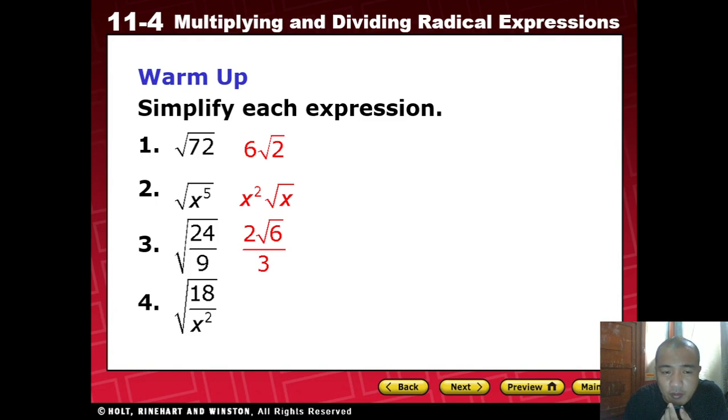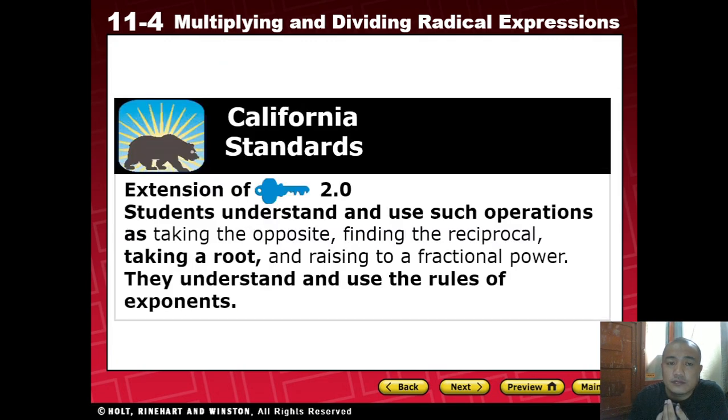Also, in number 4, the denominator x squared can be simplified as x, because the square root of x squared is x. And let us factor square root of 18, the numerator, that's 9 times 2. So 3 square root of 2 over x. Or 3 square root of 2 over the absolute value of x. Okay?